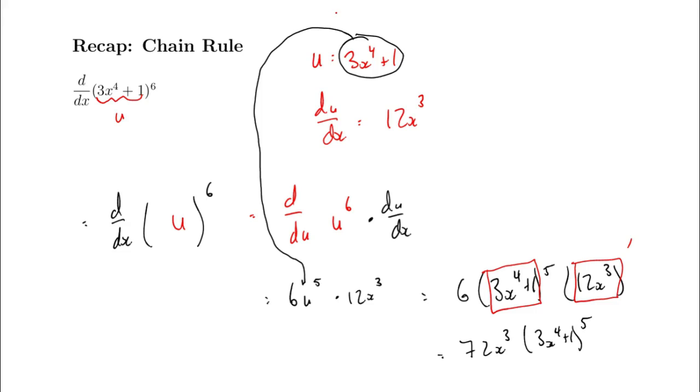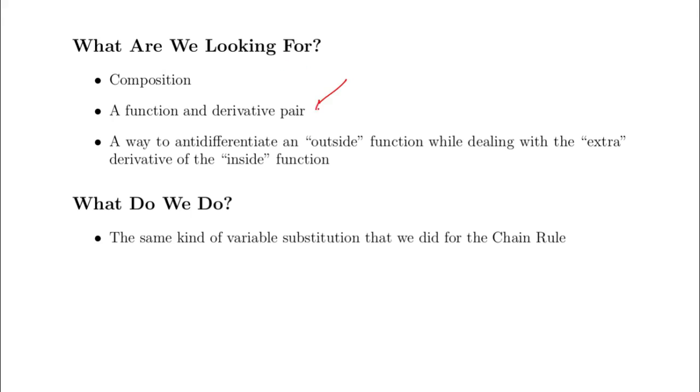Well, let's look at our answer here, specifically this second to last line. We can see that there's a function, 3x to the 4 plus 1, and its derivative, 12x cubed, in this answer. And so if we're going to be going backwards here, we need to look for this pairing, right? So this is really like the u and the du over dx, right?